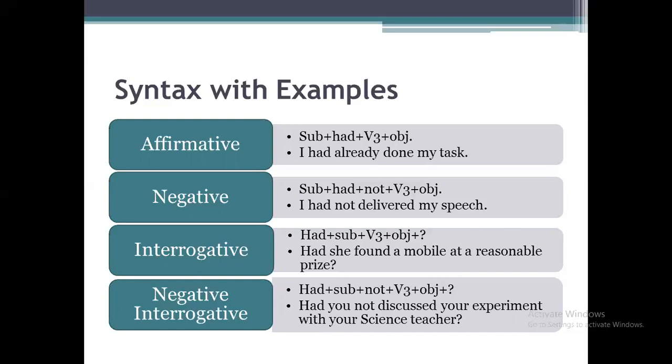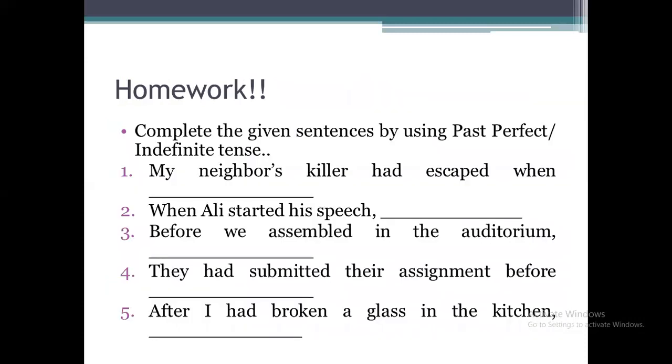So here we have been through all the examples, with the usage and with the definition. So let's have some homework. Your homework is, I have written some sentences which are not completed. Your task is to complete all the sentences by using past perfect or past indefinite tense, because both the tenses have already been done by us. So let's practice both the tenses.